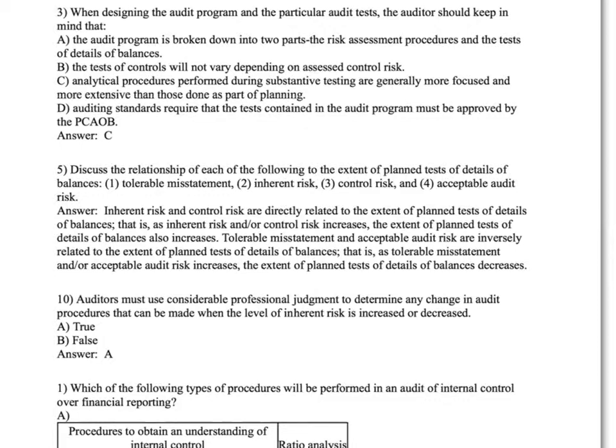Number 10, auditors must use considerable professional judgment to determine any change in audit procedures that can be made when a level of inherent risk is increased or decreased. So this is true. I mean, they have to use considerable judgment really at any time throughout the audit when they're trying to determine these things.